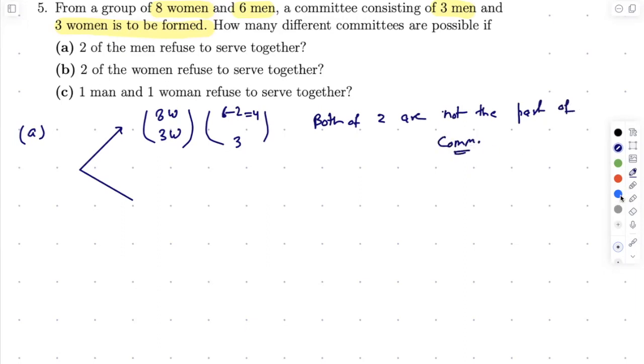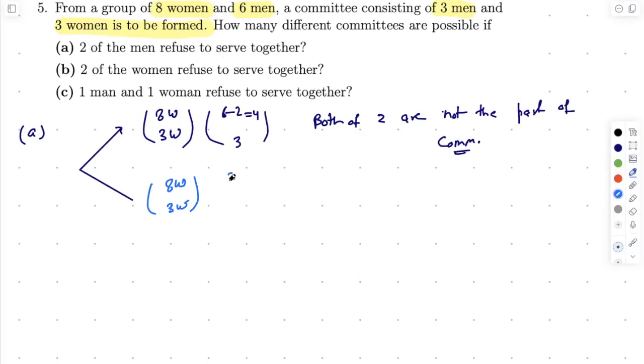In this case, the committee will work simply because there is no such condition. Two of them are not there. But in another way, there is no issue with the women. So let us take them together. So we need to take 3 men.